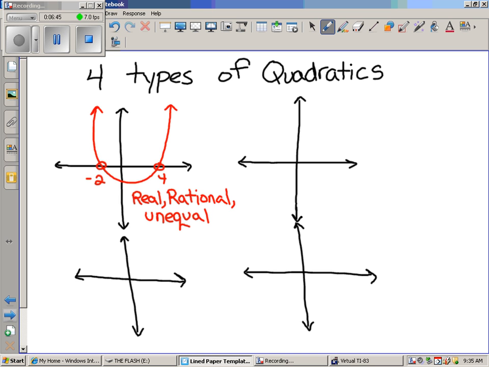Now, these types of roots take place when b squared minus 4ac is greater than 0 and a perfect square.